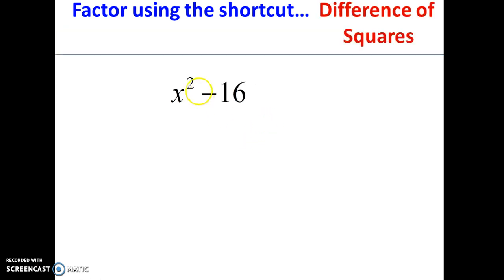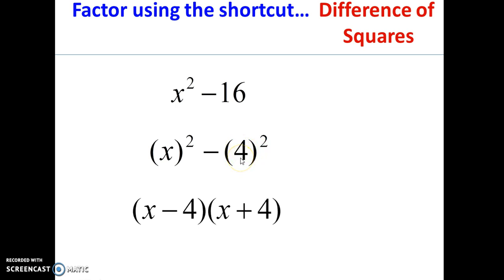Next one, what's the shortcut for this one? Well, whenever you see two things with a minus sign, you should automatically be thinking, hey, maybe it's a difference of squares. So here's something squared minus something squared. Yeah, it definitely is. This is x squared, this is 4 squared. So we have that thing squared minus that thing squared. Those ones always factor into x minus 4, x plus 4. It's always that thing minus that thing, and then that thing plus that thing. There's how a difference of squares always factors.